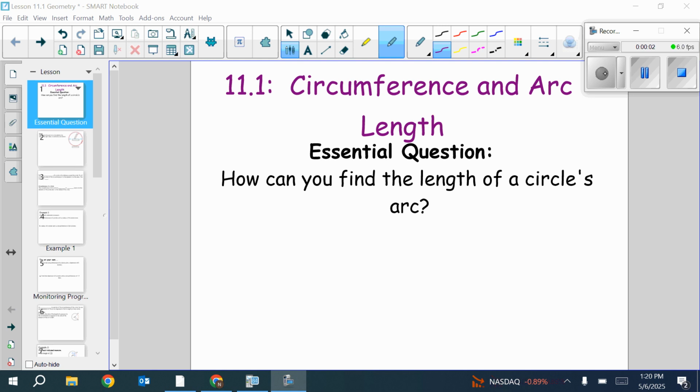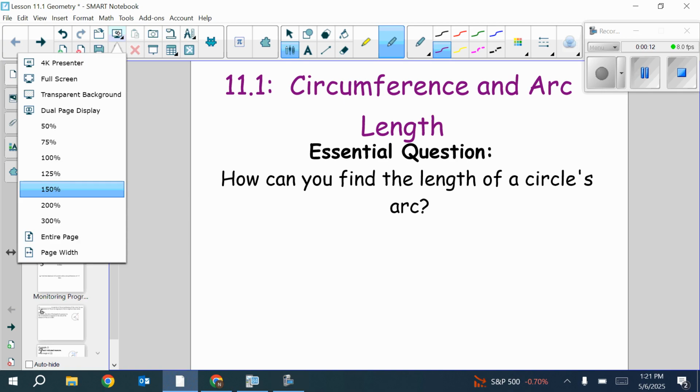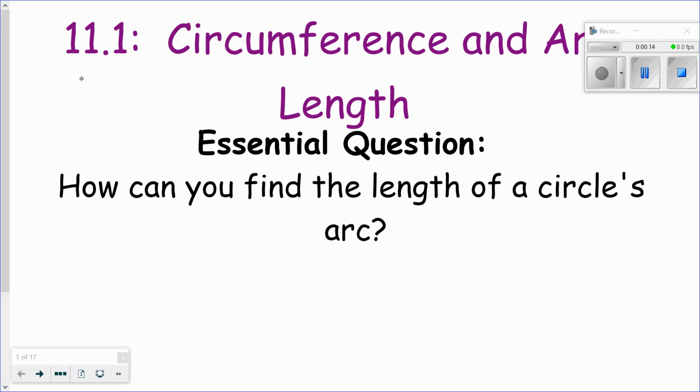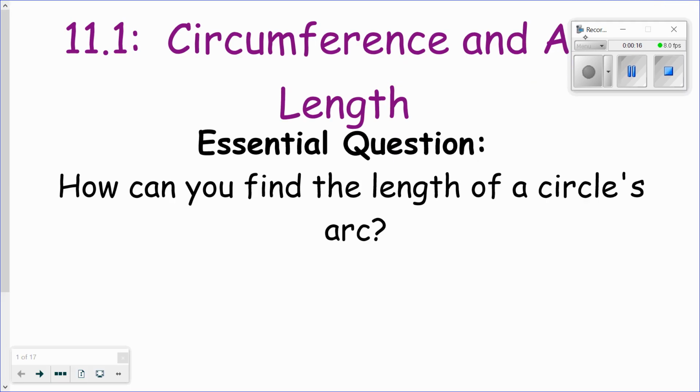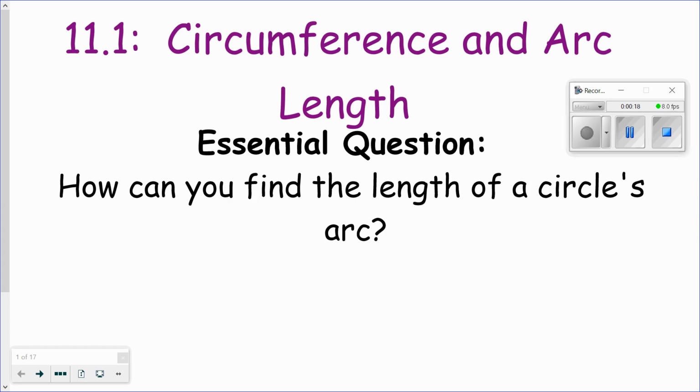Hello, Honors Geometry. We have lesson 11.1, and we are talking about circumference and arc length here. As we work through this, we talked earlier in chapter 10 about referring to the crust of the pizza. We talked about degrees for the pizza, but now we are going to talk about the actual length of the crust today.